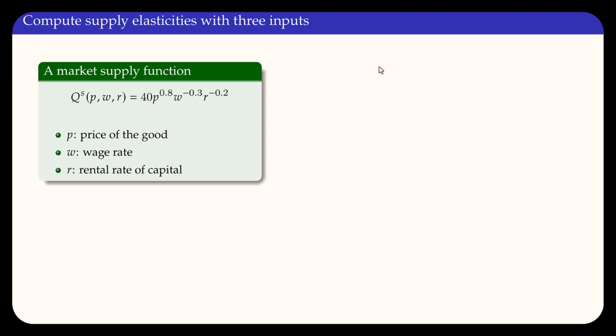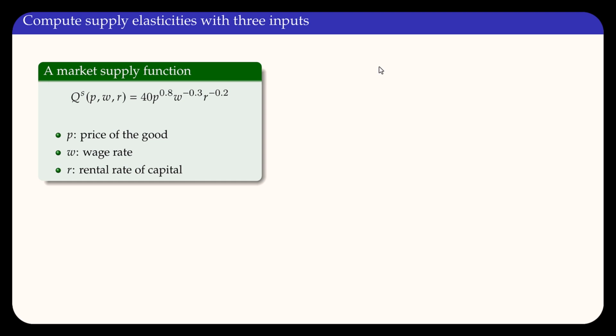When we extend the function to have 3 variables instead of 2, we increase the amount of work we have to do in terms of computation, but we don't fundamentally change anything. Here's an example of a supply function. Before we looked at a demand function, now let's look at a supply function.